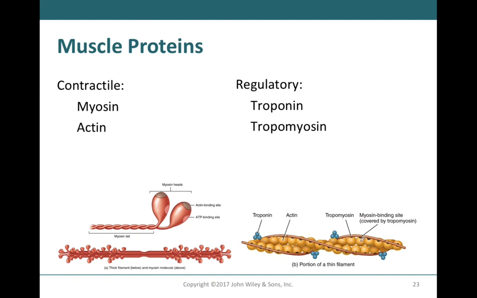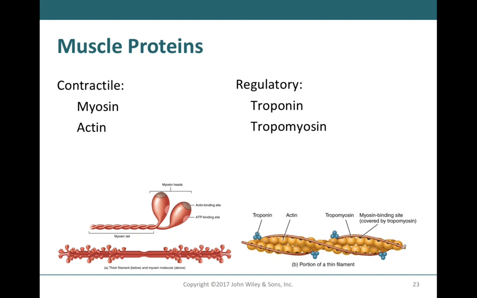Now on every actin molecule, we're going to have myosin binding sites. And these are going to be the places where myosin is going to bind. So on the myosin head, we have actin binding sites, and on the actin, we're going to have myosin binding sites. But also on the thin filament, we're going to have troponin and tropomyosin.